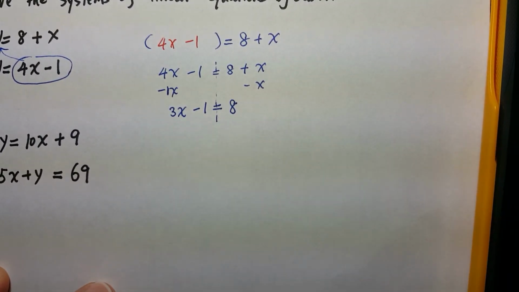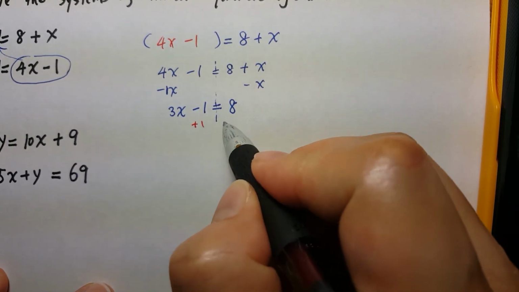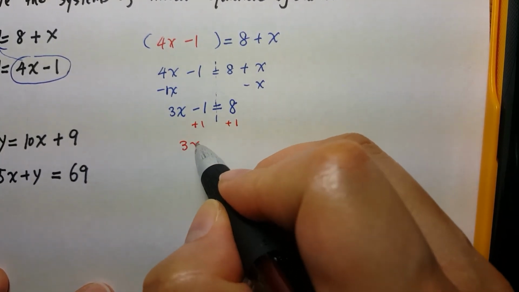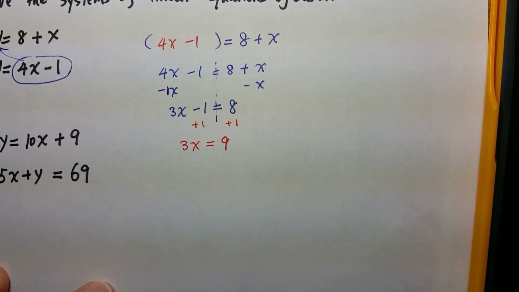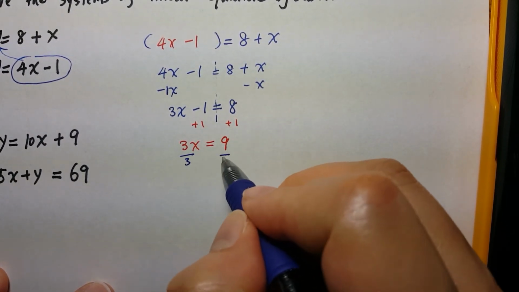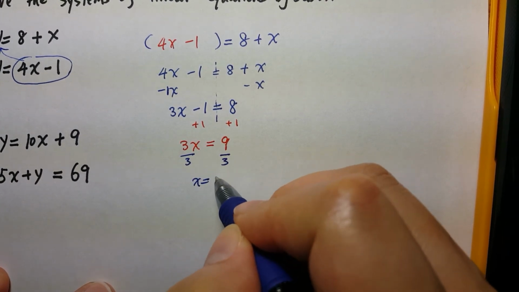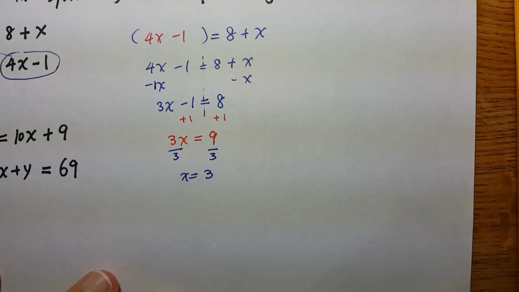And then we want to do the inverse operation to cancel the minus 1, so plus 1, plus 1. So you get 3x equals, this cancels, 9. And 3x equals 9, so you divide by 3, divide by 3. 9 divided by 3 is 3, so you get x equals 3.